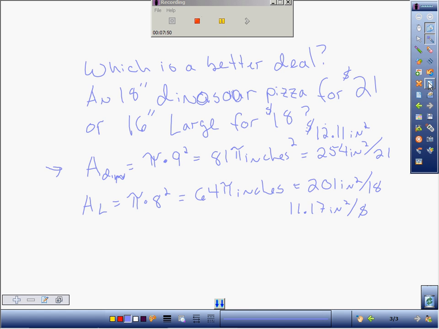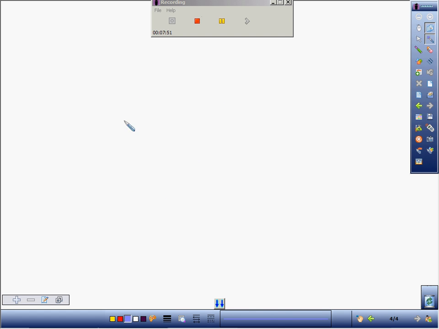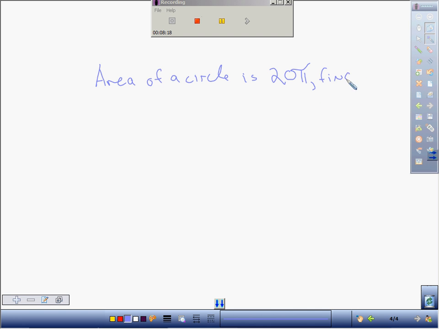So then we're going to go on to some other types of problems that you're going to see, which are a little more involved. Find the area. So, the area of a circle is 20 pi. This should be easy, 20 pi. Find its radius. Alright? This can get people a little confused.